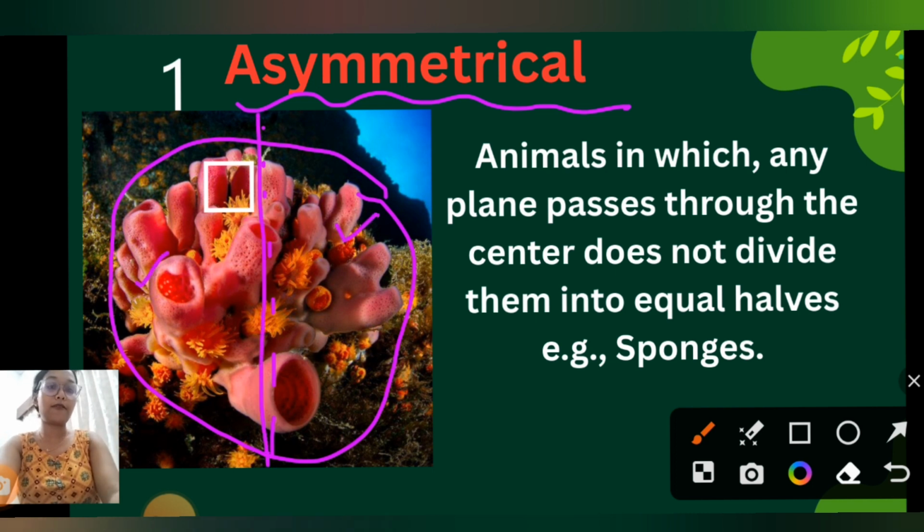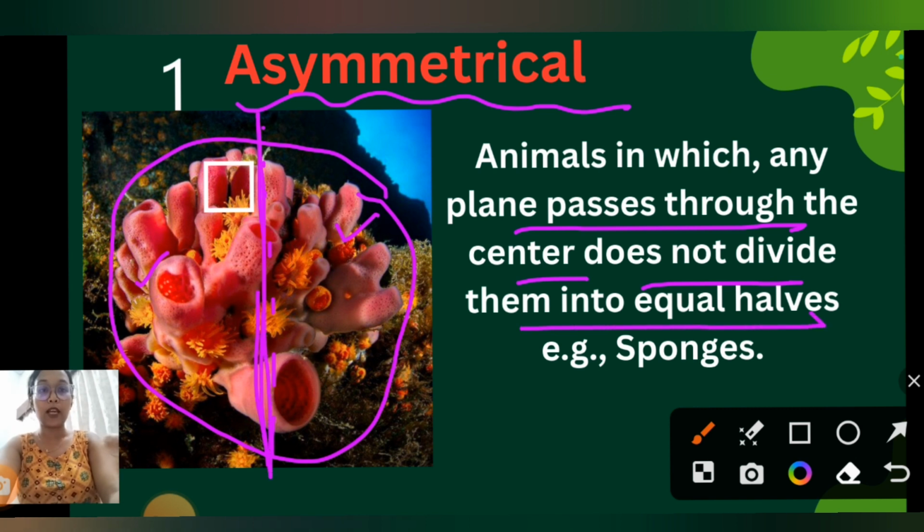So in the definition, what it is saying: animals in which any plane passing through the center does not divide them into equal halves. Where any plane we are taking and dividing through the center, we are not getting two equal halves. So sponges are generally asymmetrical. Sponges are from the phylum Porifera, the first phylum.